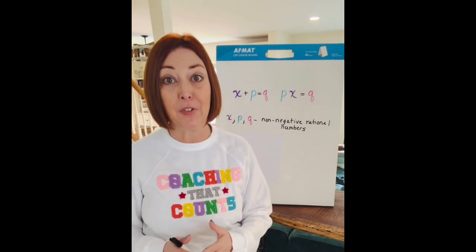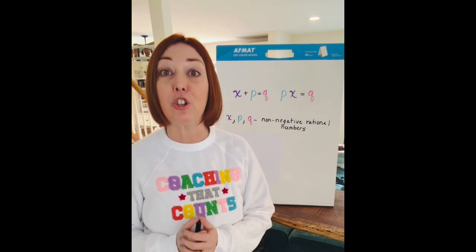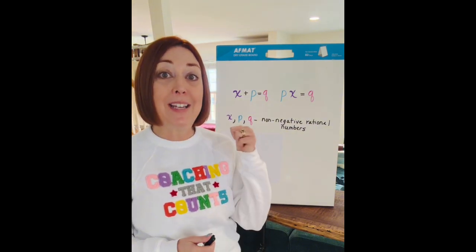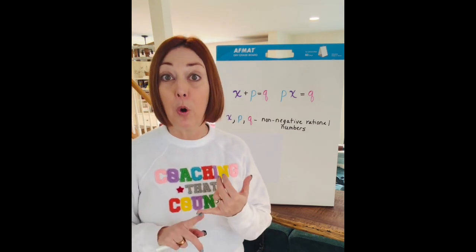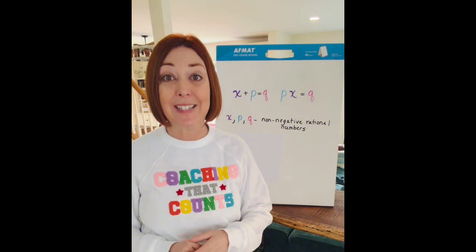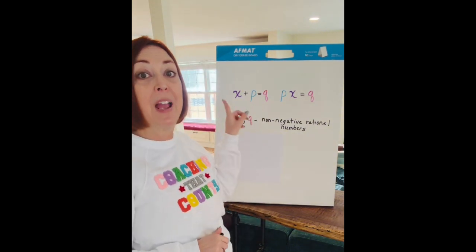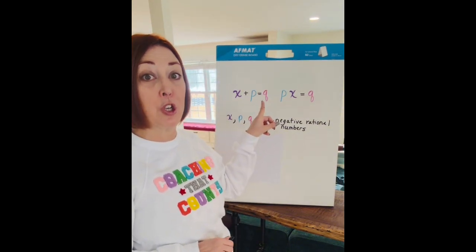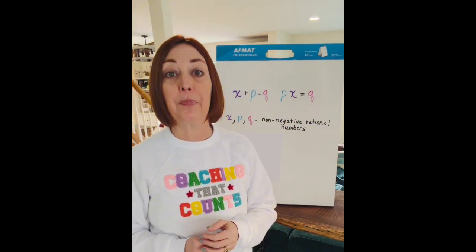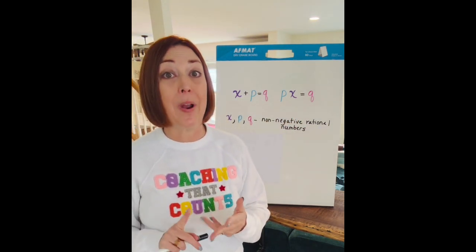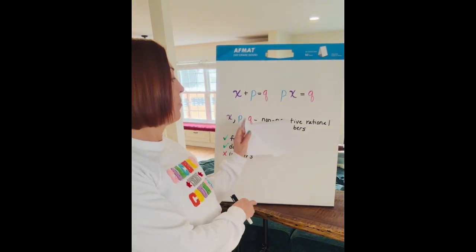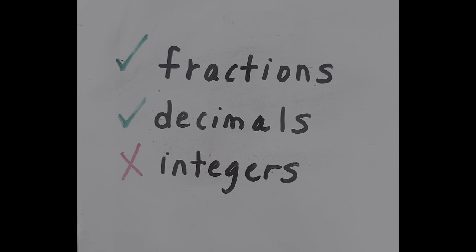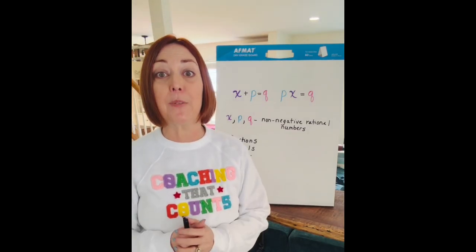And so our focus for the next few weeks is equations and expressions, and we're going to start in grade 6. So this is the work that lives in 6.EE.B.7. Students solve real world and mathematical problems by writing and solving equations of these two forms: x plus p equals q and px equals q, where p, q, and x are non-negative rational numbers. So that means fractions, check. Decimals, check. Integers, not allowed at this point.